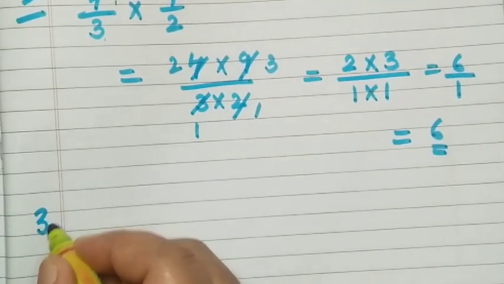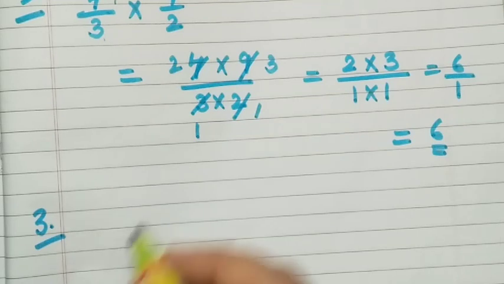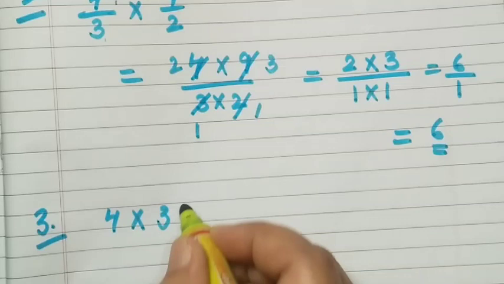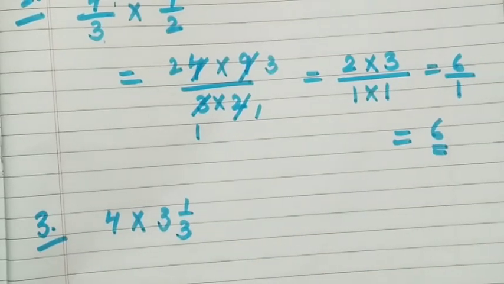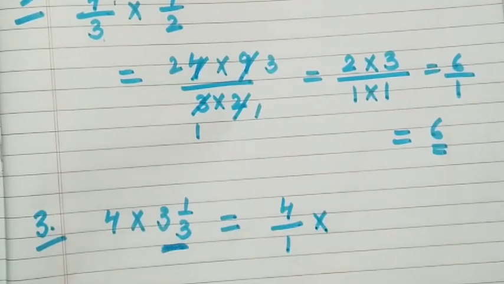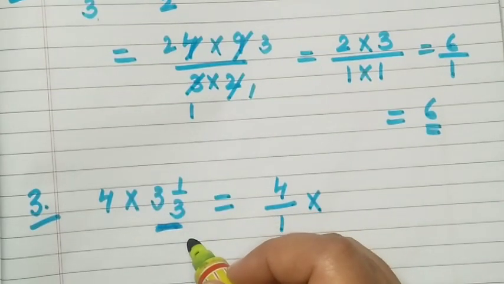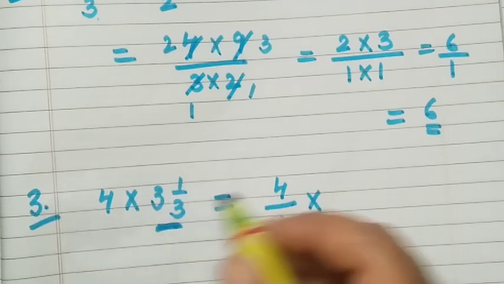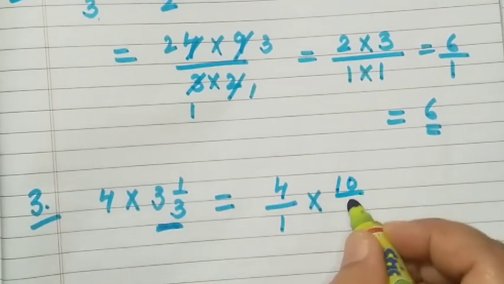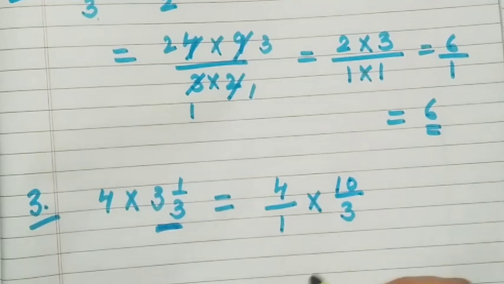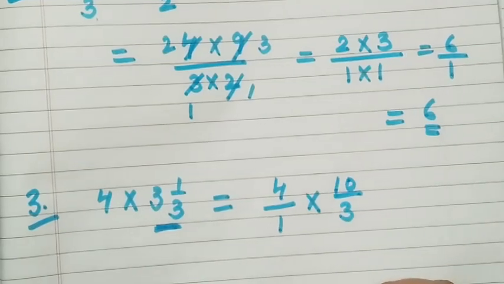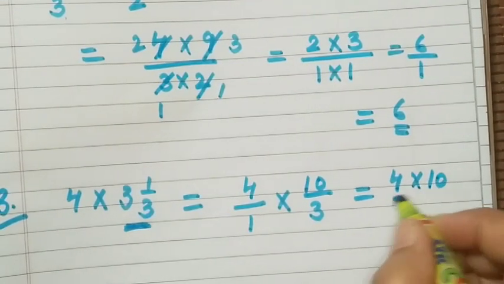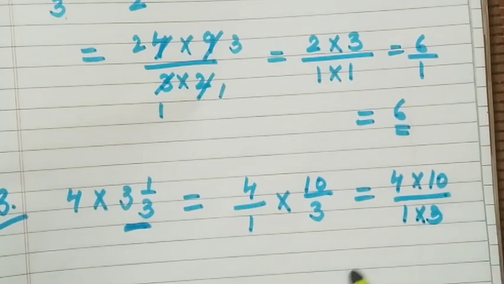For the third example, here you have 4 multiplied by 3 whole 1 by 3. 4 can be written as 4 upon 1, and 3 whole 1 by 3 can be converted into an improper fraction. We will do that first: 3 into 3 is 9, plus 1 is 10, so it can be written as 10 upon 3. This is very important, children. Now we are going to write it as a common numerator: 4 into 10 upon 1 into 3.